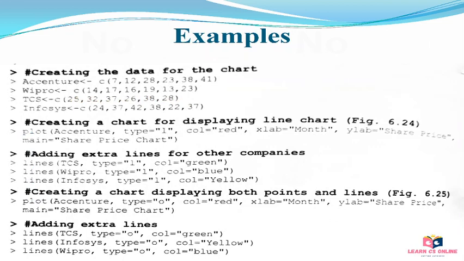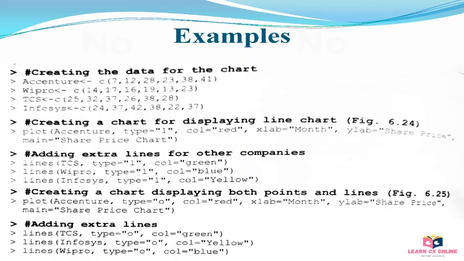This slide shows some examples of using the lines function and its parameters. There are 4 numeric vectors: Accenture, Wipro, TCS and Infosys. Each vector has 6 share price values. The first command takes values of the chart from the Accenture vector. A line chart is drawn since type is equal to l. It should be noted that this command draws just a single line on the chart.